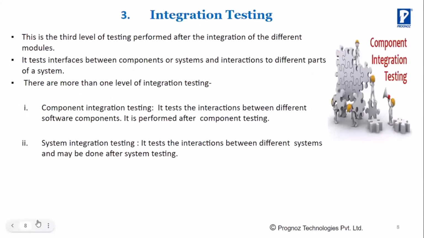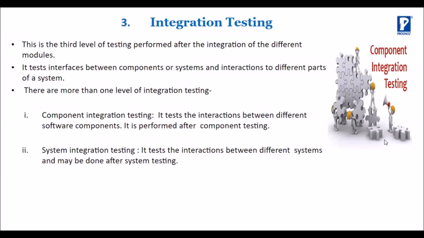Then the next is integration testing. Here there are two types of integration. One is component integration and another is system integration. So what is meant by integration? This is the third level. First is unit, second is component, and third is integration. Third level of testing, which is integration testing. You can integrate different modules or different components together to see the system's behavior, or it allows you to integrate two components and see the behavior.